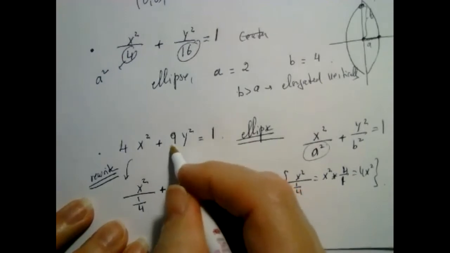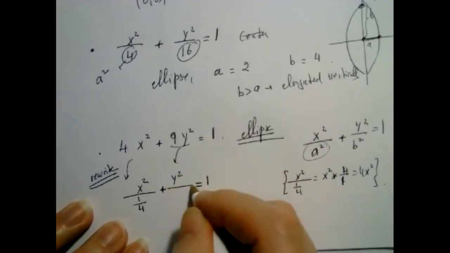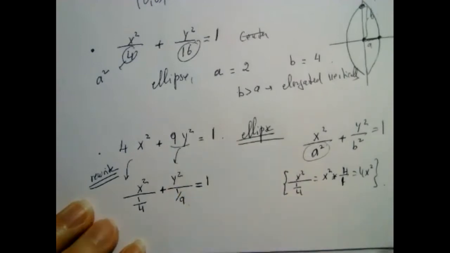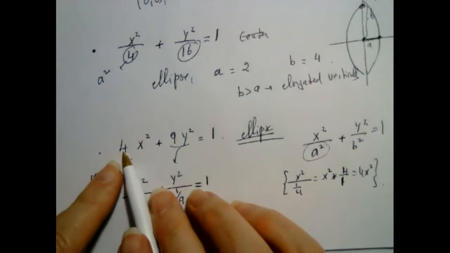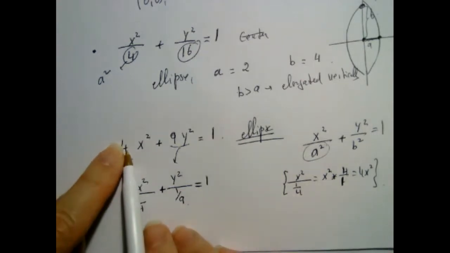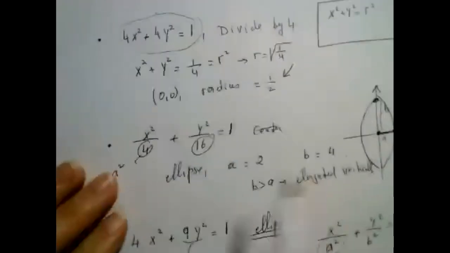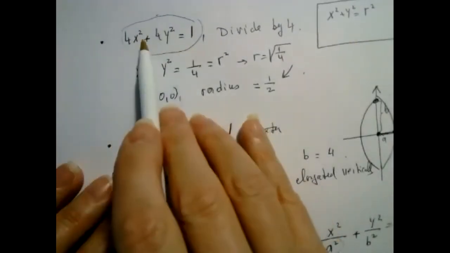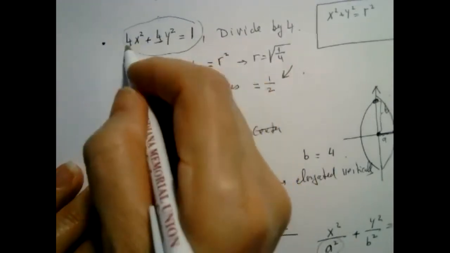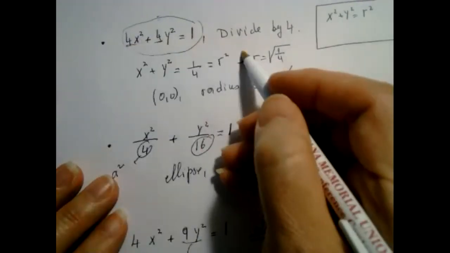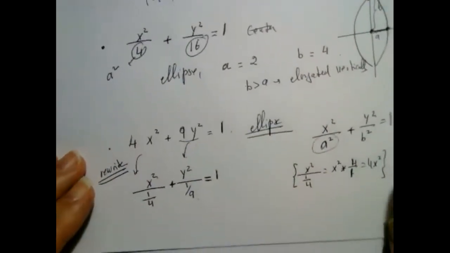Plus, this one also, I can rewrite it as y squared over 1 over 9. Okay, so here, I cannot divide by 4. If I divide by 4, I can make this x squared, but I will not make this y squared because I have a 9. So this is contrasted with that problem. If x squared and y squared are multiplied by the same number, we're going to end up with a circle once I divide by 4. If it's not the case, I'm going to end up with an ellipse.